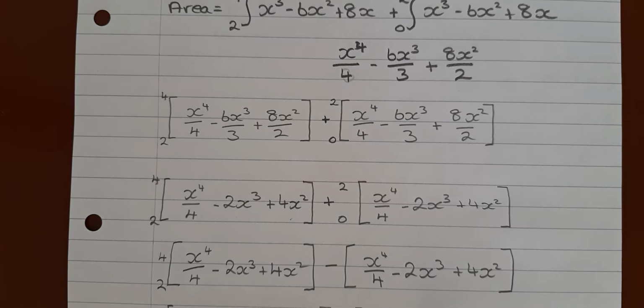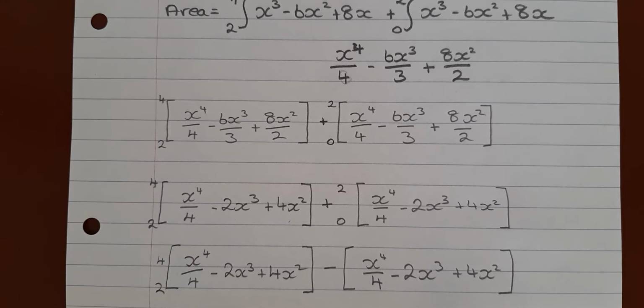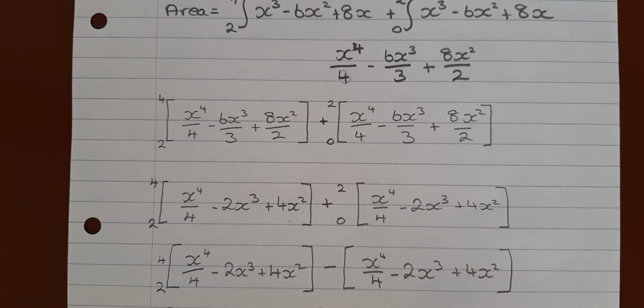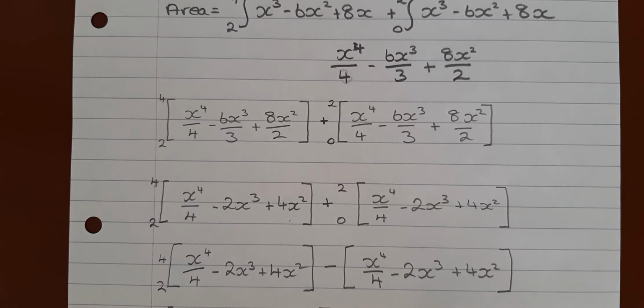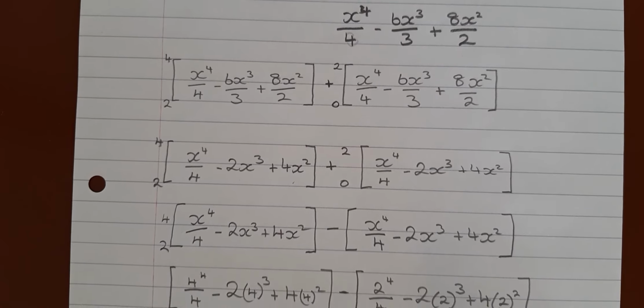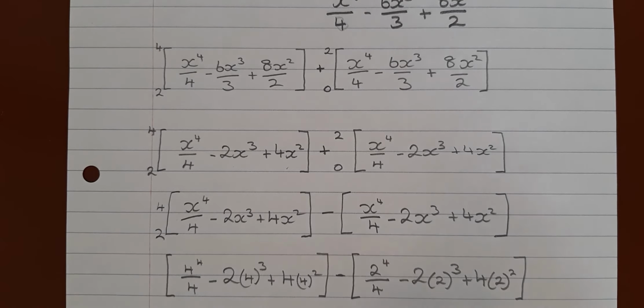So taking between the limits of 4 and 2 first, what I'm going to do now is sub in the 4 and the 2. So this will give me 4 to the power of 4 over 4 minus 2 multiplied by 4 cubed plus 4 multiplied by 4 squared. On the other side, minus 2 to the power of 4 over 4 minus 2 multiplied by 2 cubed plus 4 multiplied by 2 squared.